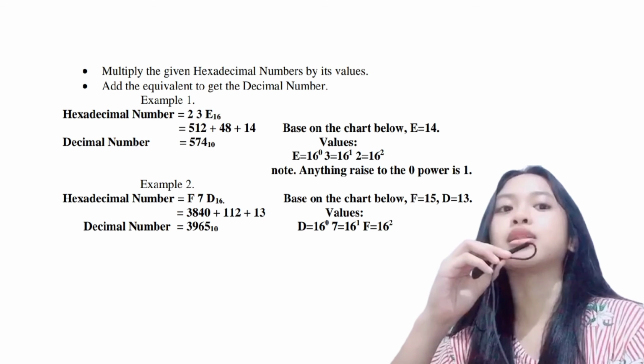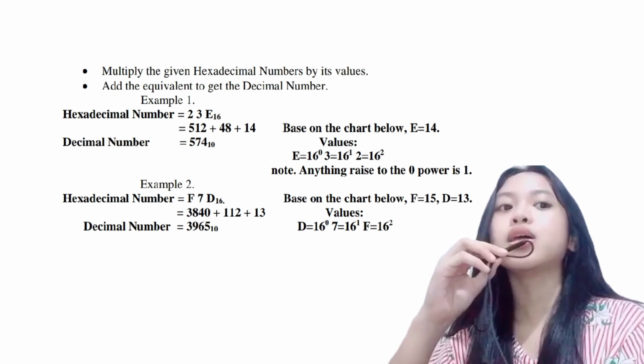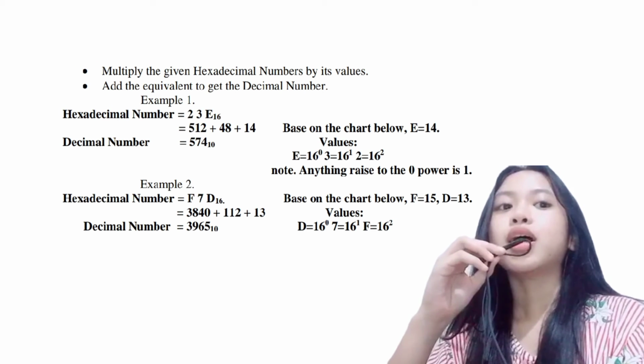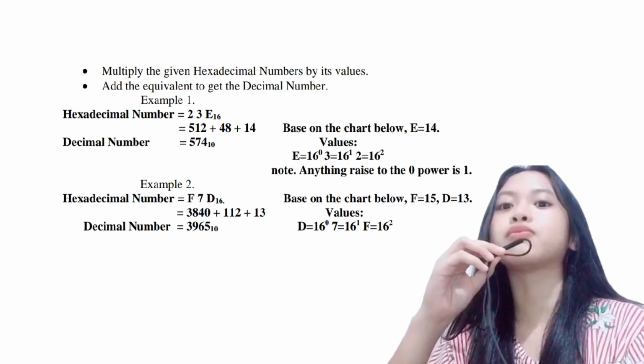Now multiply it. 2 times 16 to the power of 2 is equal to 512. Then 3 times 16 to the power of 1 is equal to 48. Then the value of E, as we know their relationship, E is equal to 14. Now 14 times 16 to the power of 0 is equal to 14.